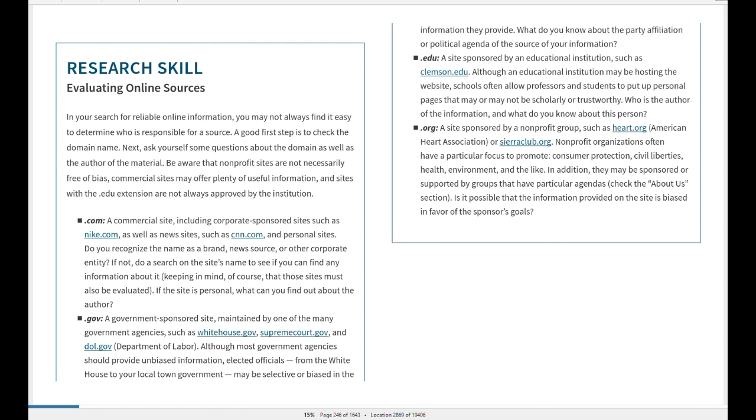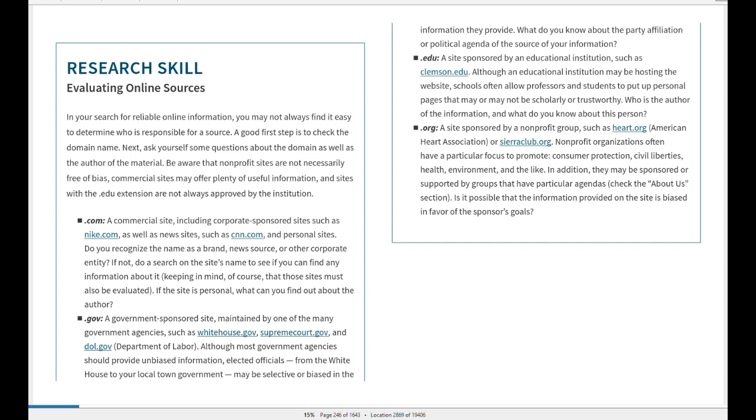Research skill. Evaluating online sources. In your search for reliable online information, you may not always find it easy to determine who is responsible for a source. A good first step is to check the domain name. Next, ask yourself some questions about the domain as well as the author of the material. Be aware that nonprofit sites are not necessarily free of bias. Commercial sites may offer plenty of useful information, and sites with the .edu extension are not always approved by the institution.